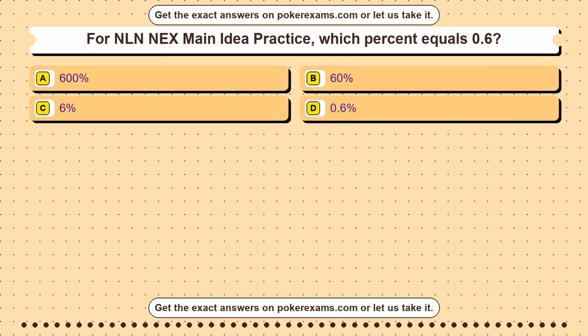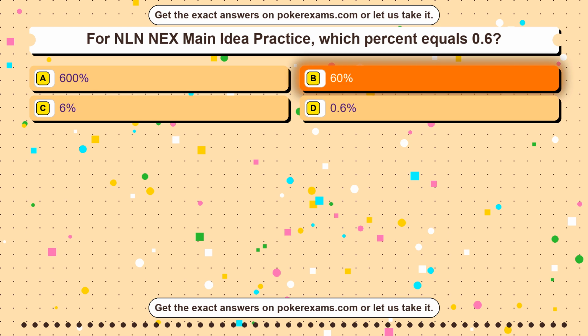Question 12. For Get History Practice Test, which number is the greatest? Option A, 0.018. Option B, 0.8. Option C, 0.08. Option D, 0.18. The correct answer is option B.